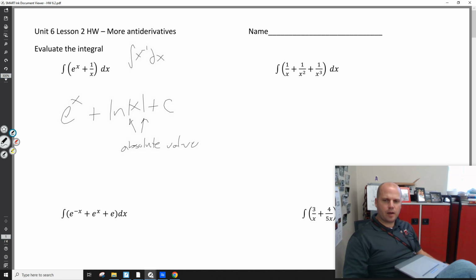because if we're going backwards, we can plug in any value for x into 1 over x, so we want to plug in any value except for 0. Into log x, we have this absolute value.